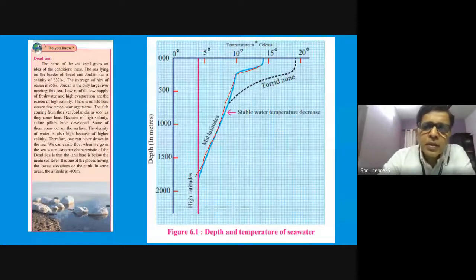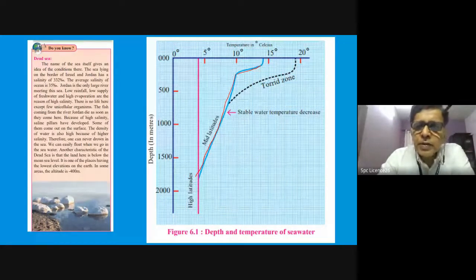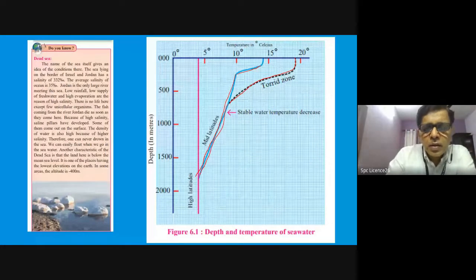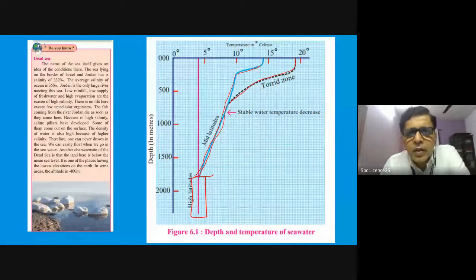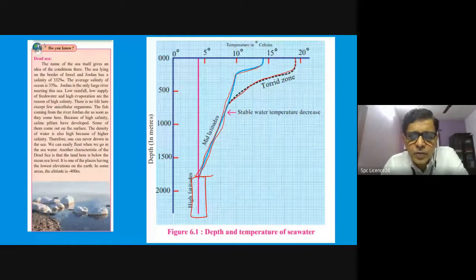As compared to that, in the equatorial or tropical regions, because the insolation is more, the curve is very gentle, but beyond 700 meters it joins the earlier curve. It falls very rapidly, and beyond, let us say, 1700 to 1800 meters, the temperature stabilizes at around 4 degrees centigrade. So this is what happens with the depth and temperature of the seawater.